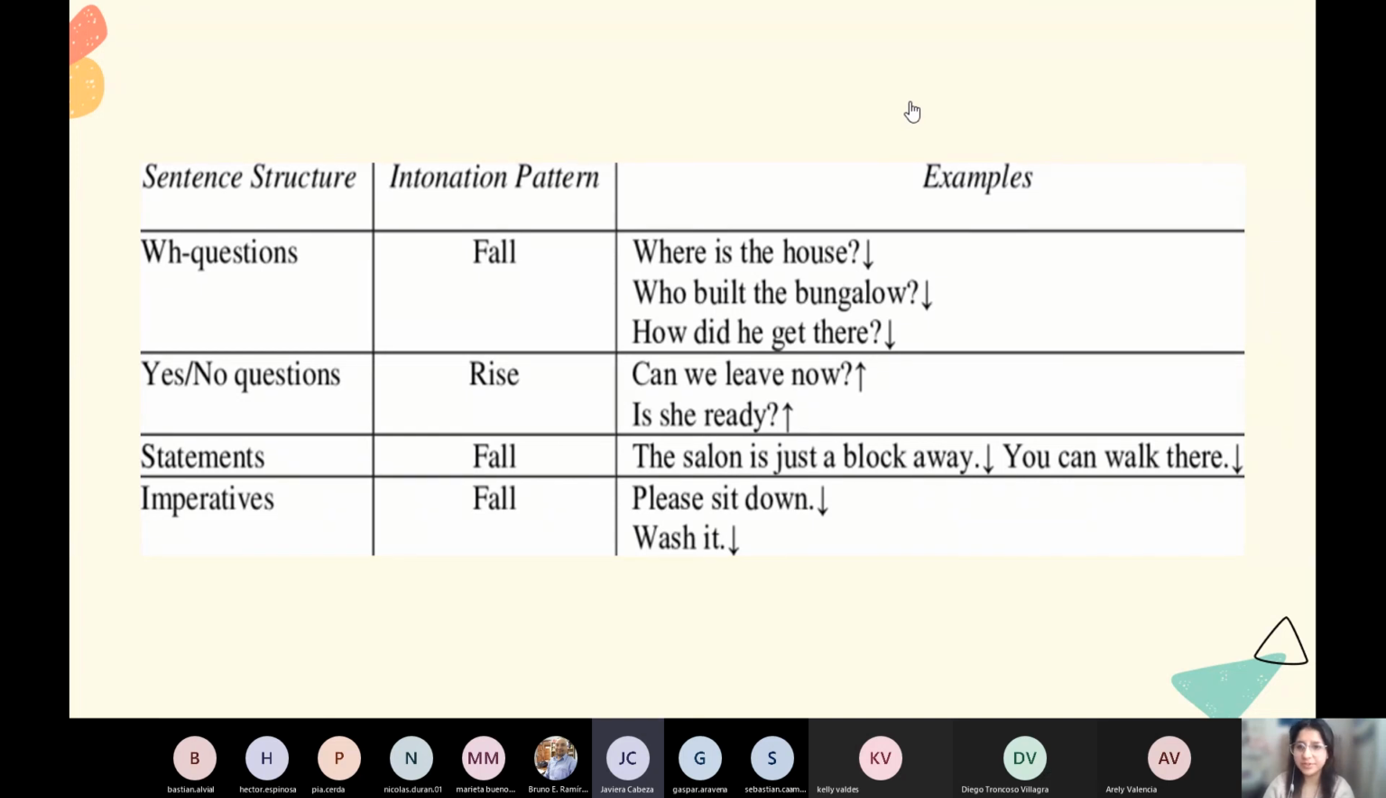Teacher Bruno, Professor Bruno, are you there? Yes, I am. Thank you so much for the lesson. Both lessons, actually, I think were very clear.